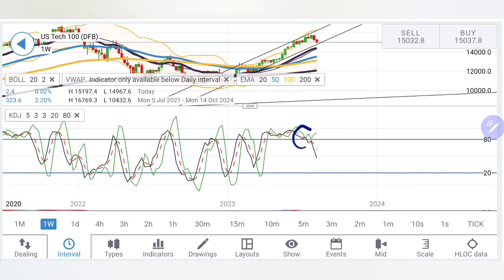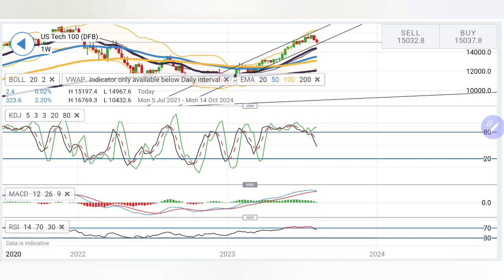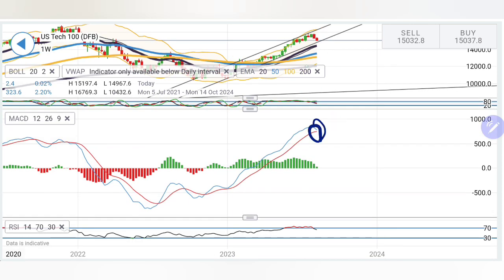If you look at the weekly stochastic, it has dropped sharply. It is looking downwards. The MACD on the other hand is willing to converge for a crossover for a sell.